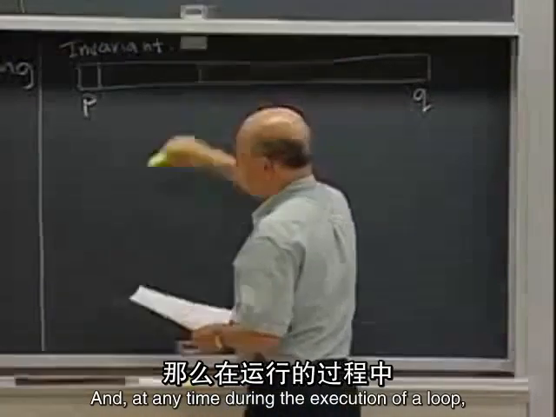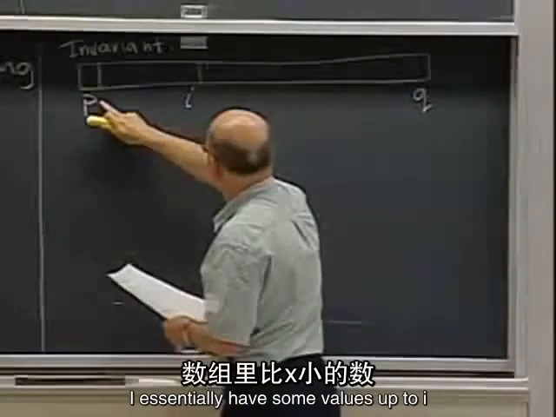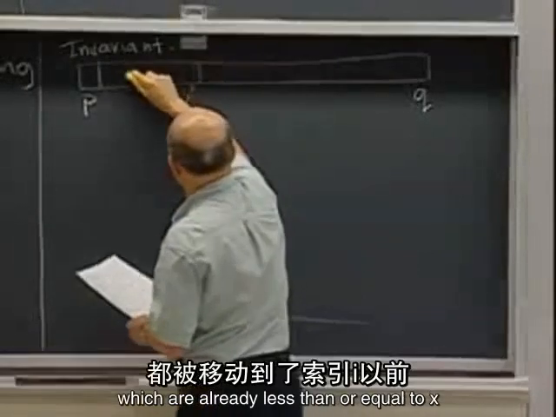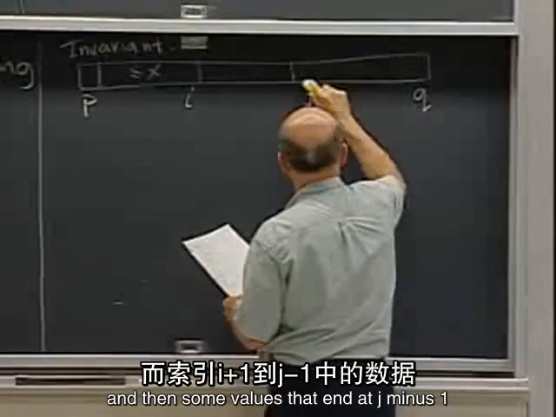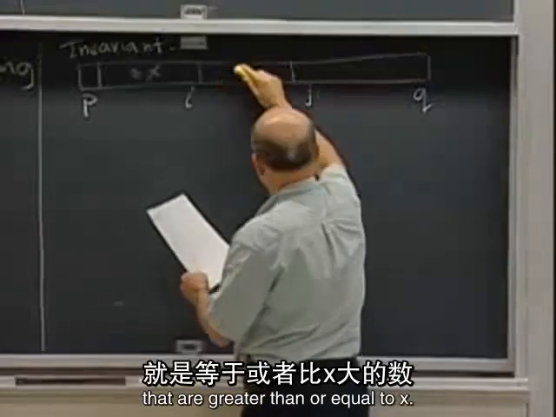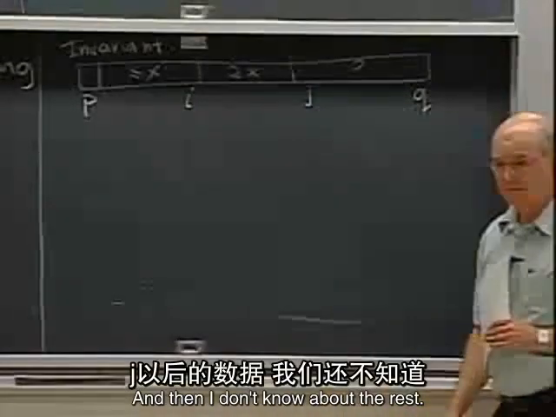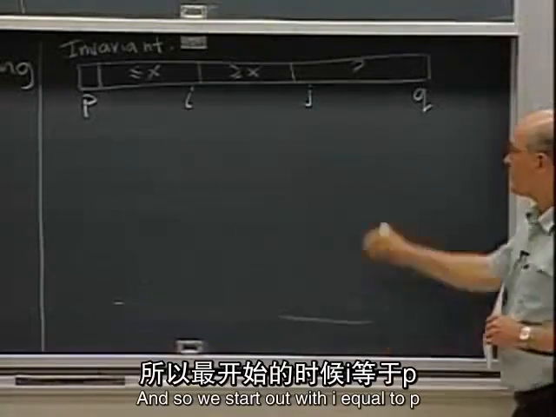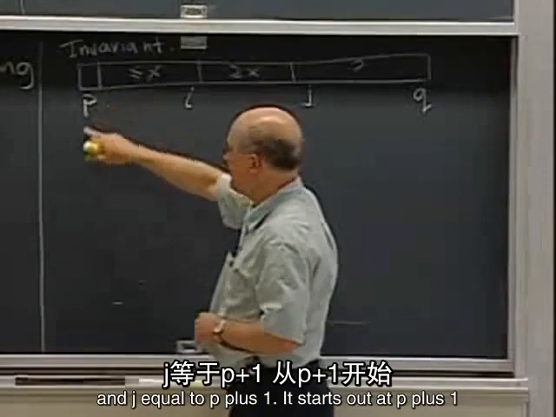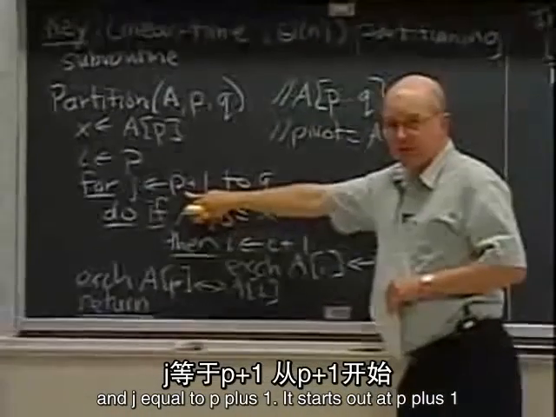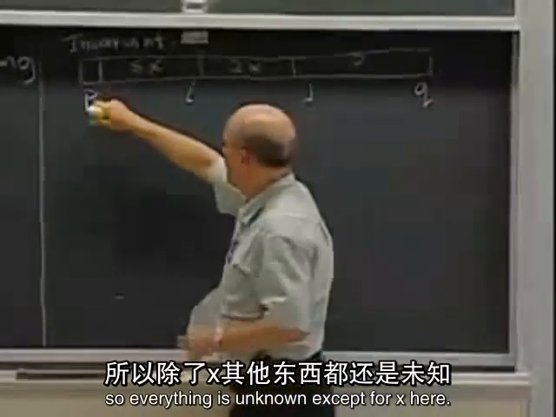At any time during the execution of the loop, I essentially have some values up to i, which are already less than or equal to x, and then some values that end at j minus 1 that are greater than or equal to x. And then I don't know about the rest. And so we start out with i equal to P and j equal to P plus 1. Okay, so that everything is unknown except for x here.